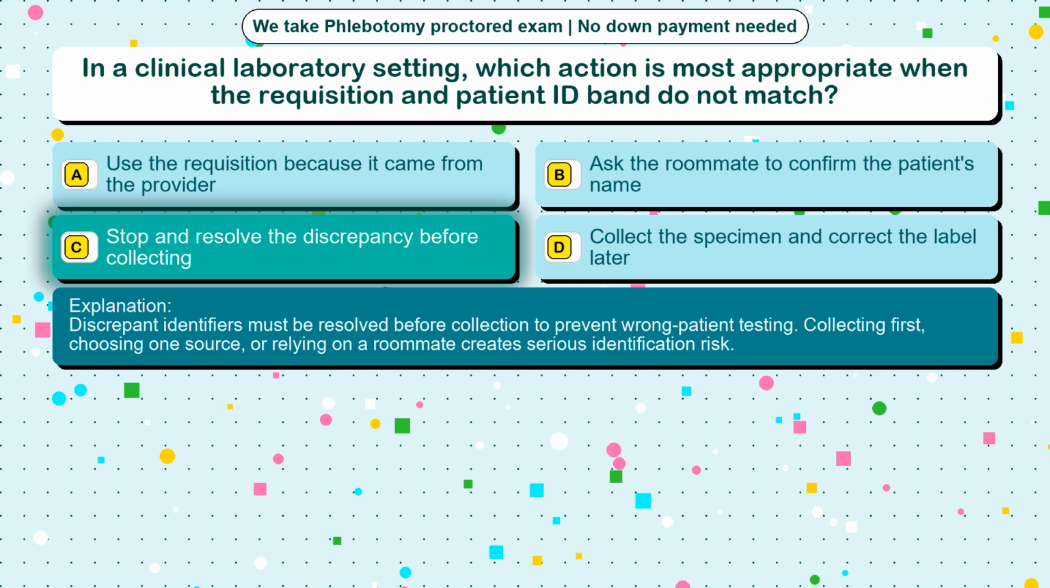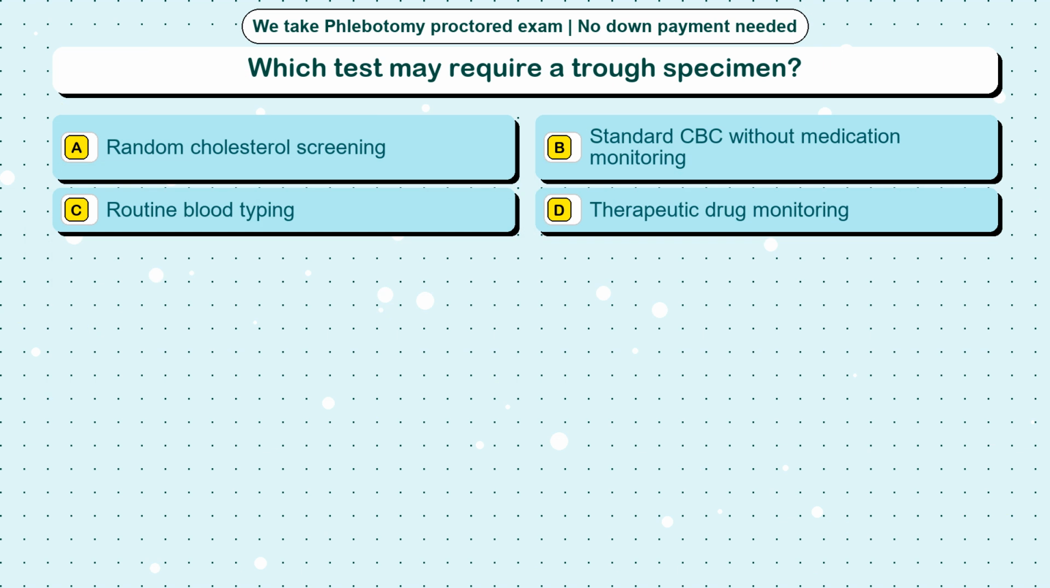Discrepant identifiers must be resolved before collection to prevent wrong patient testing. Collecting first, choosing one source, or relying on a roommate creates serious identification risk. Question 51. Which test may require a trough specimen? Option A, random cholesterol screening. Option B, standard CBC without medication monitoring.